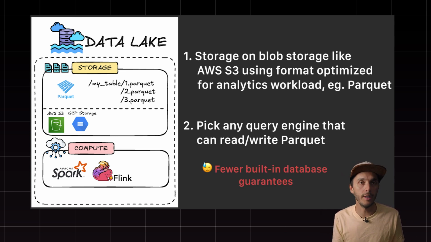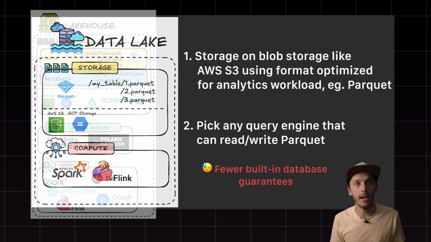Indeed, you lose database-like guarantees. No atomicity: you cannot just update a Parquet file in place because they are immutable, so you often have to rewrite the entire file. No schema evolution: it's hard to remove columns without manually tracking changes. And no time travel: you cannot easily query the state of data as of yesterday.